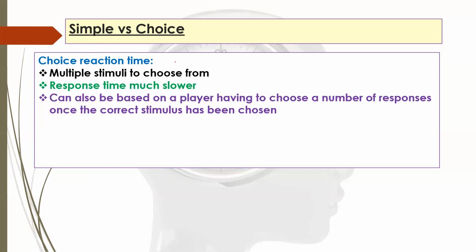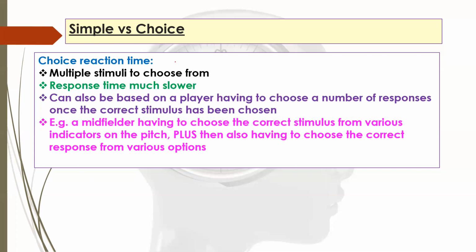You can also base it on the idea that there might be a number of different responses. So it's likely that in addition to there being multiple stimuli coming in, there's also multiple potential responses. So you've got different options and different things to think about once you've actually taken on board the stimulus, and you've chosen what the correct stimulus is to focus on.